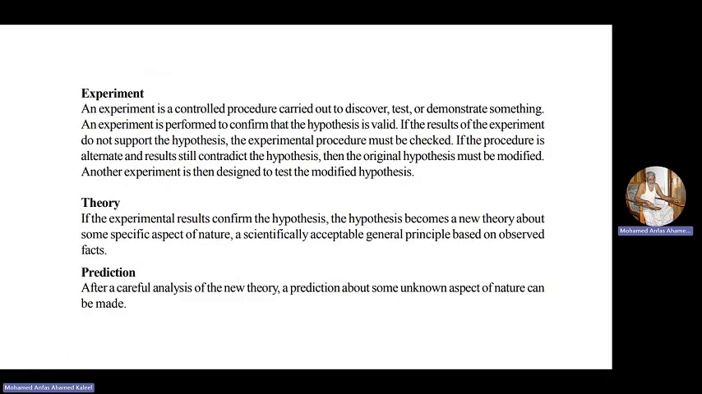An experiment is a controlled procedure. Actually, we cannot do an experiment merely; we have to have a controlled procedure. For example, a particular temperature, particular volume, or particular atmospheric condition. Likewise, it should be a controlled procedure. An experiment is performed to confirm that the hypothesis is valid.